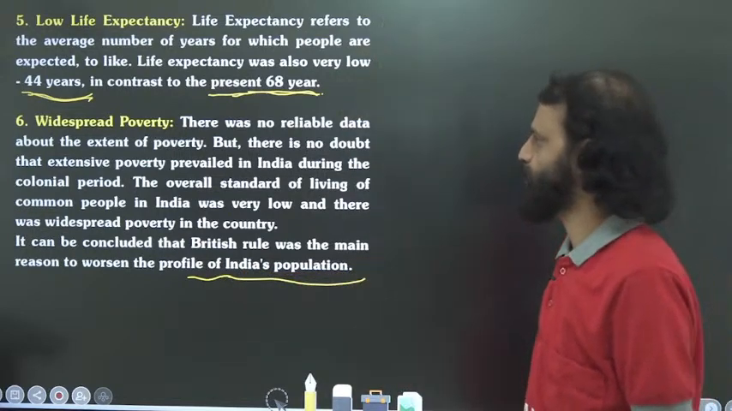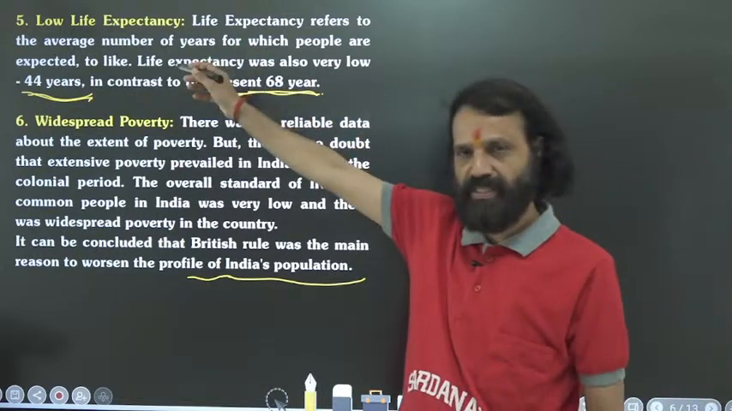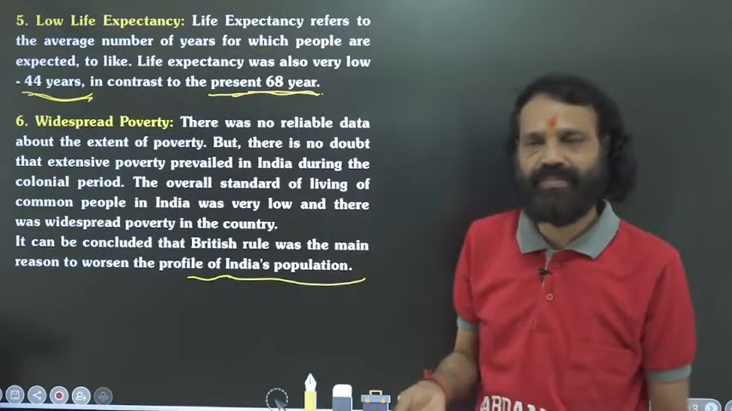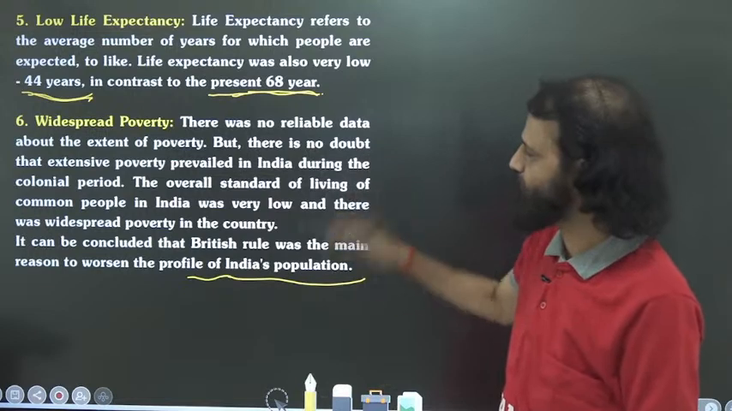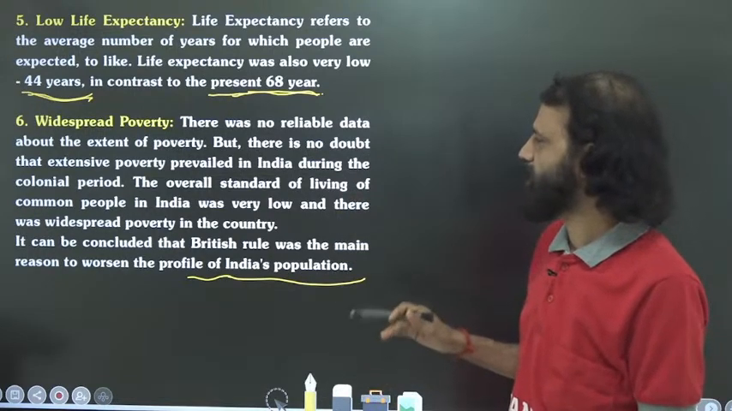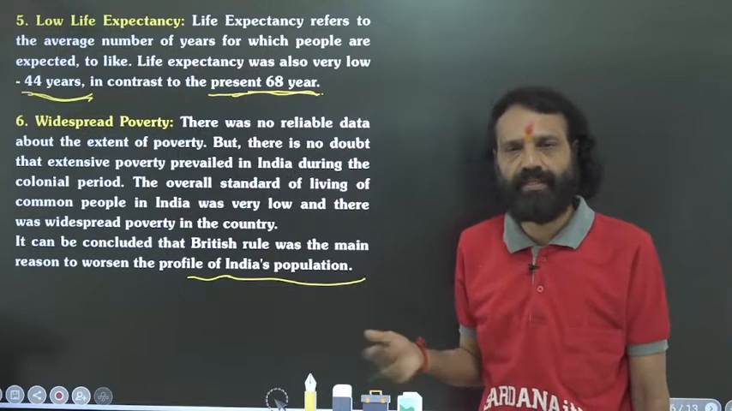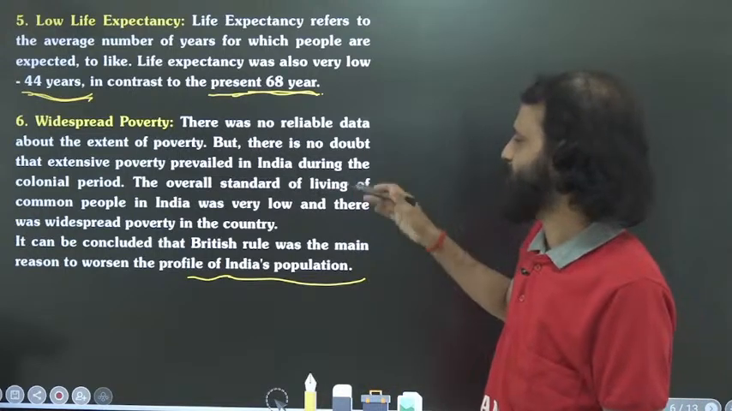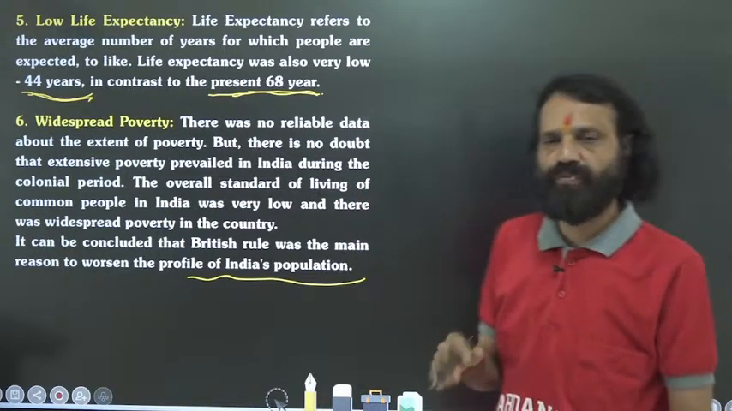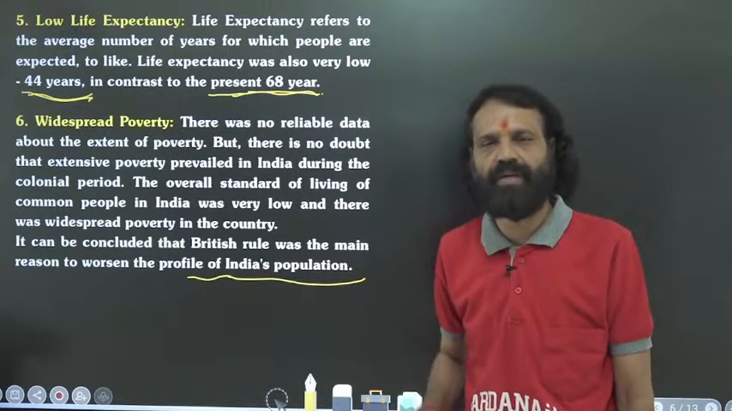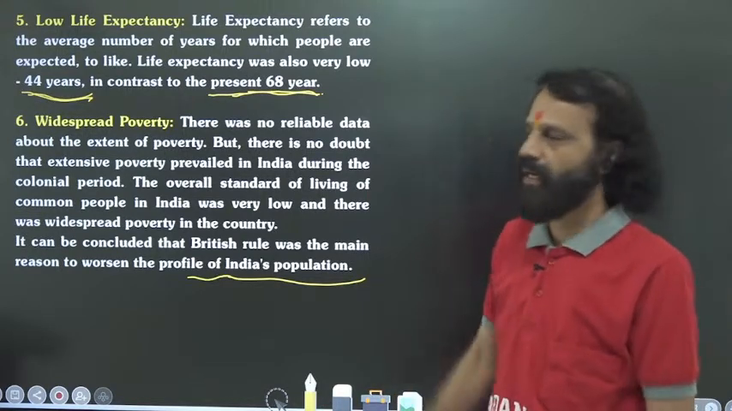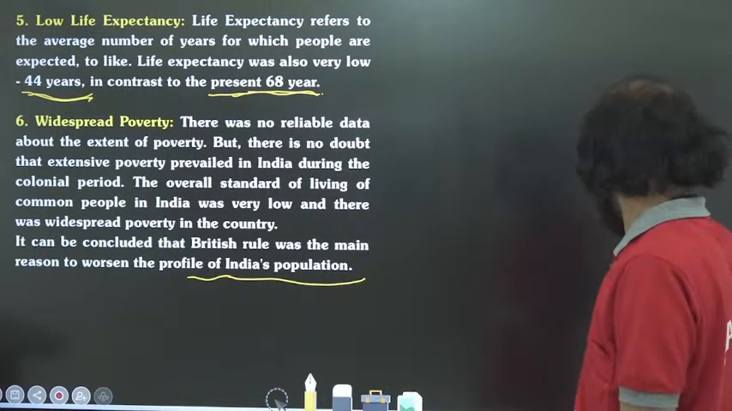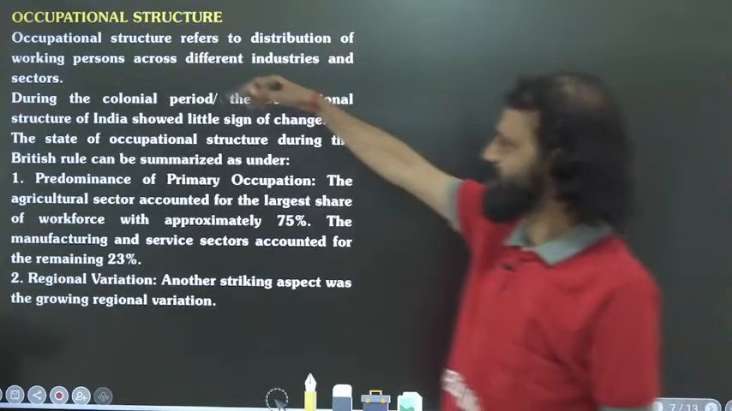You need to remember all those points. Low life expectancy forced Indian people to have more babies. And another one is widespread poverty. There was not enough sufficient food in the market. People experienced famine. The standard of living was very low. There were no good schools, no good hospitals, etc. You need to remember all these two or three points. Then we can check the occupational structure.